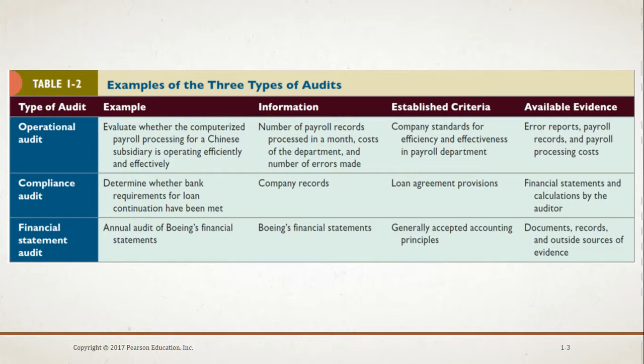So we have to go through certain procedures in order to test it out, because that's essentially what we're doing. When we're auditing something, we're basically testing to see if the hypothesis is true. So the information that they provided in this example is the number of payroll records processed in a month, cost of the department, and the number of errors made. So in looking at the number of errors made, we'll be able to assess if it's operating effectively.